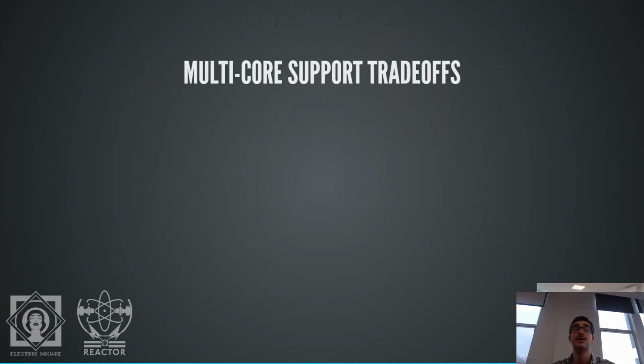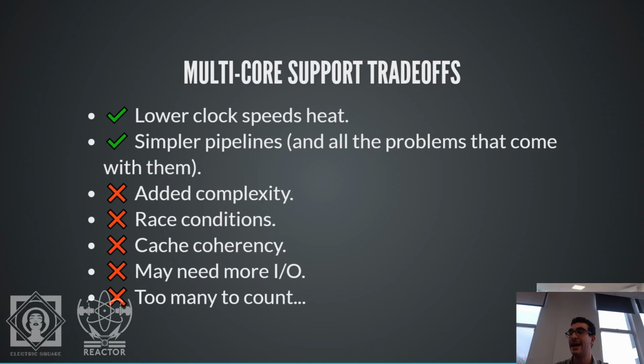Obviously this has a lot of trade-offs, and anyone who's worked in software and had to write multi-core code will probably be very well aware of these. So you get your lower clock speeds and heat, you get simpler pipelines, but now your programs are massively more complex because you now have an extra source of non-deterministic behavior. You can have race conditions as you have to coordinate data access.